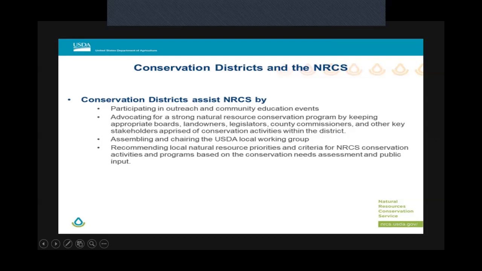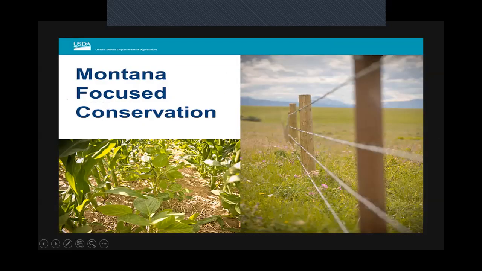So let's move on to the next slide and talk a little bit about how that moves forward into what we do. In Montana, we've transitioned into what we call Montana Focused Conservation. And EQIP is our flagship financial program for NRCS. It's the Environmental Quality Incentives Program. Montana Focused Conservation, MFC, we've got to have an acronym in there, is how we're delivering it in Montana. Next slide, please.